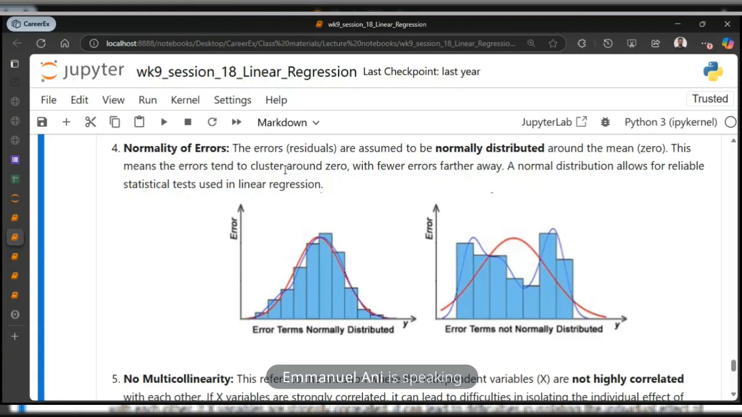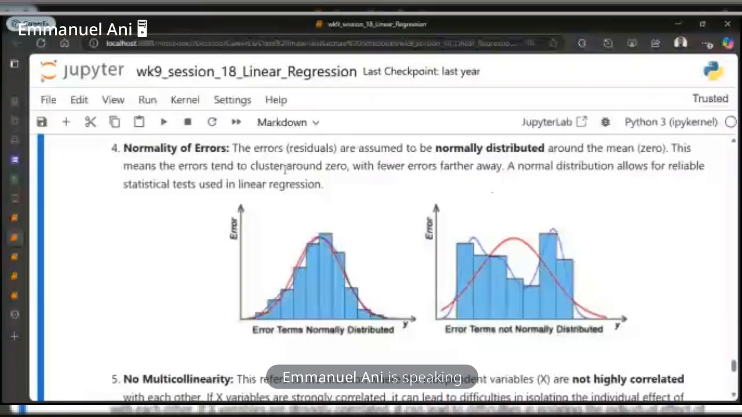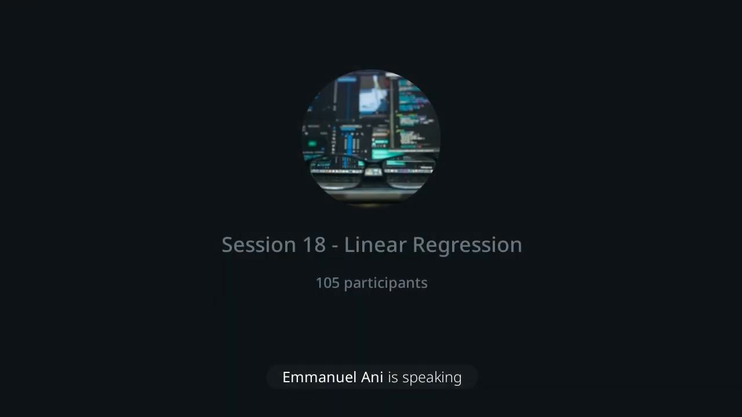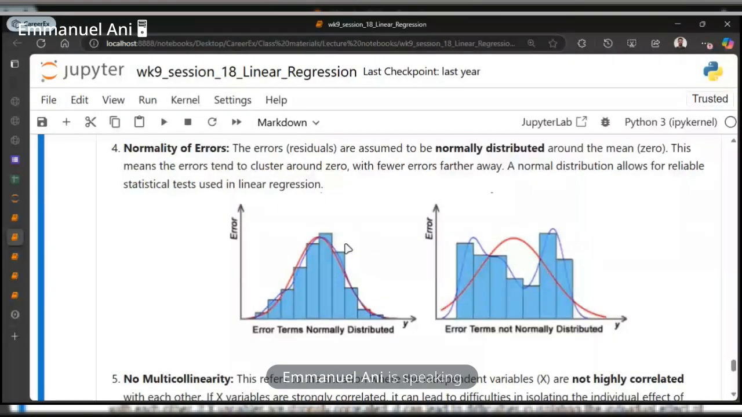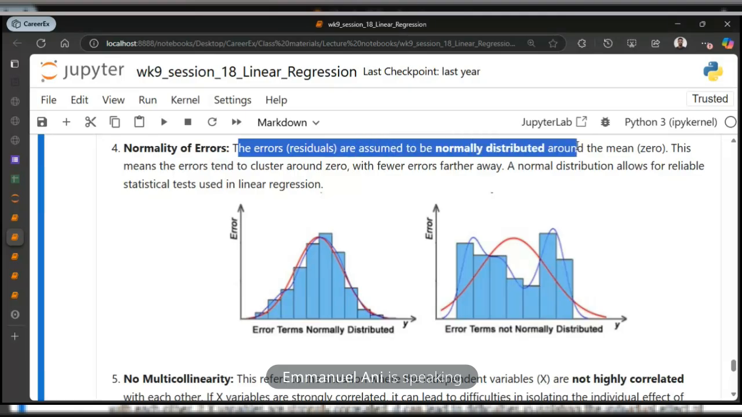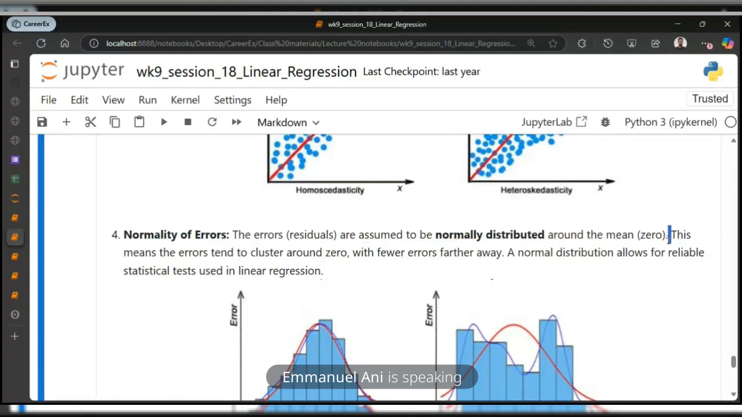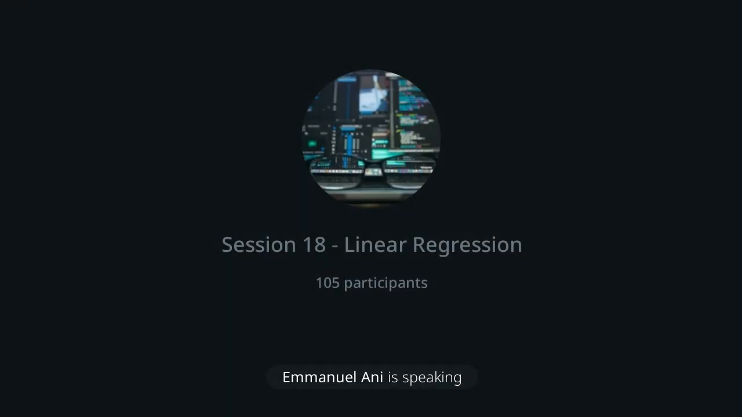Normality of error is when you get your error values and you use a histogram to check the distribution of our errors. Our errors have to be normally distributed, having a bell-shaped curve. If you look at it and it's normally distributed, then fine, it meets this assumption of normality of error. But if it doesn't, then it does not meet the assumption. So that is another assumption that needs to be met. The errors or residuals are assumed to be normally distributed around the mean zero. You should already know what normal distribution means by now.